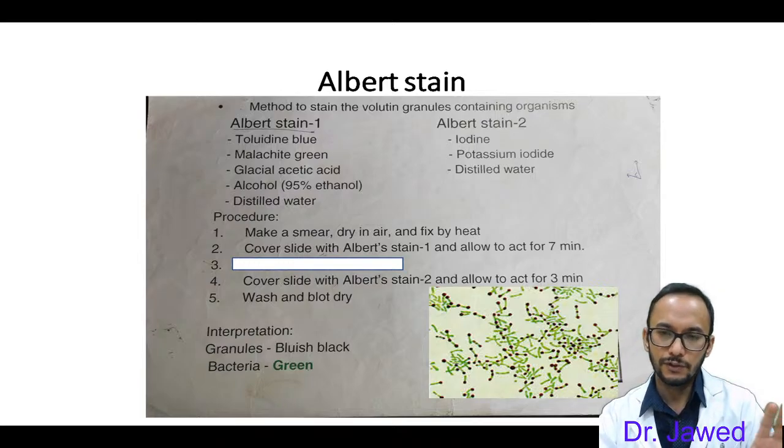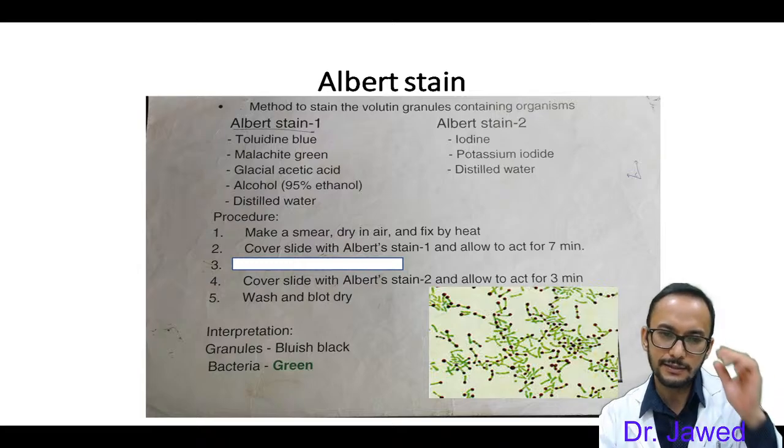Okay, we do not wash it after Albert stain 1. We'll just pour off the stain. After that we stand the slide on the rack, and over that we'll put the Albert stain 2, that is the mordant, and allow it to act for 3 minutes. After that we'll wash the slide, blot dry it and look at it under the microscope.